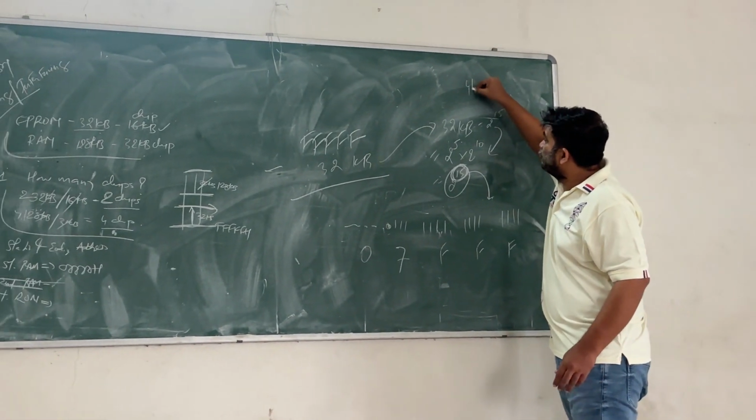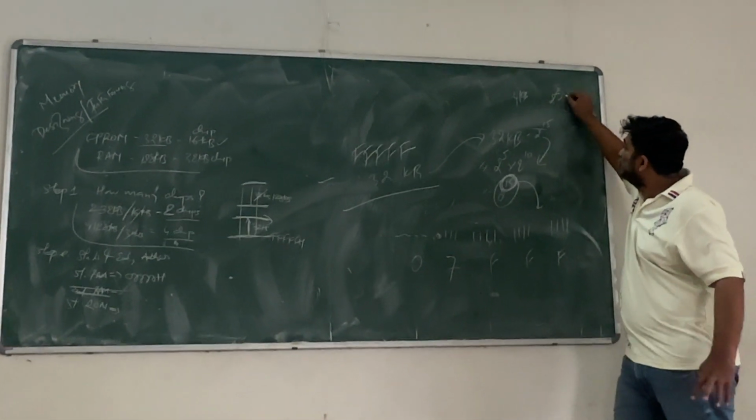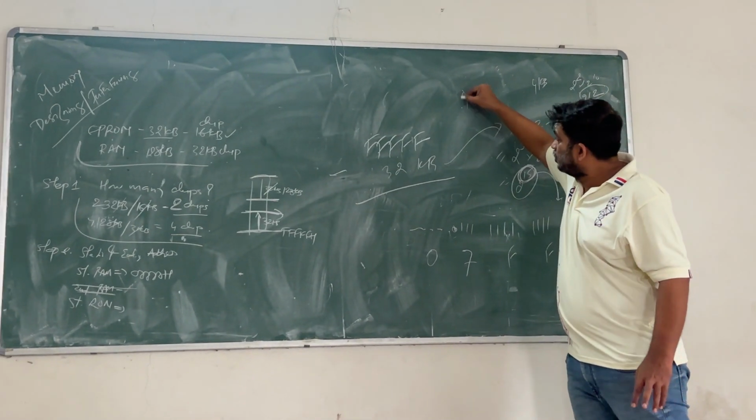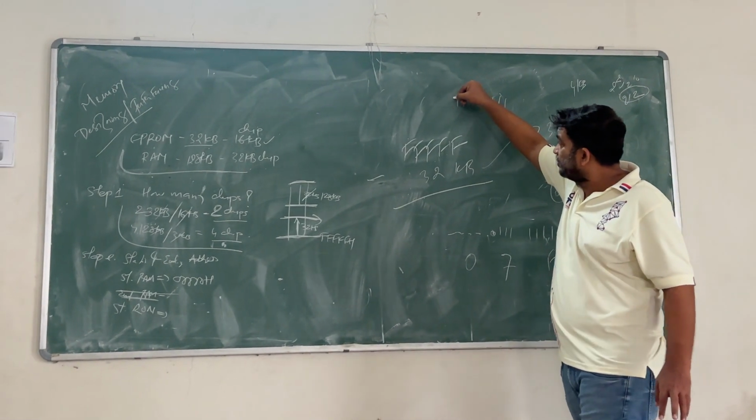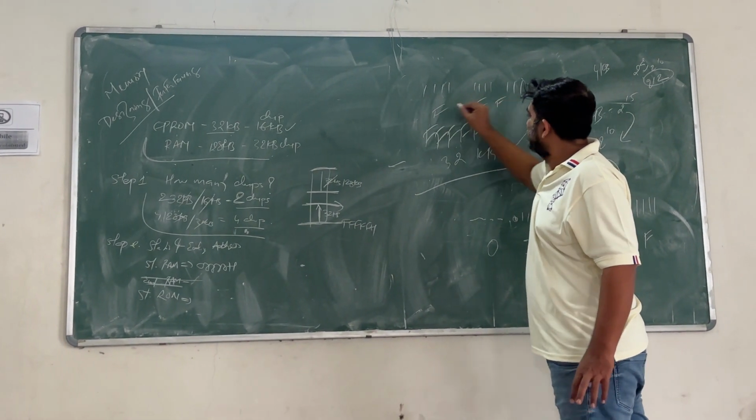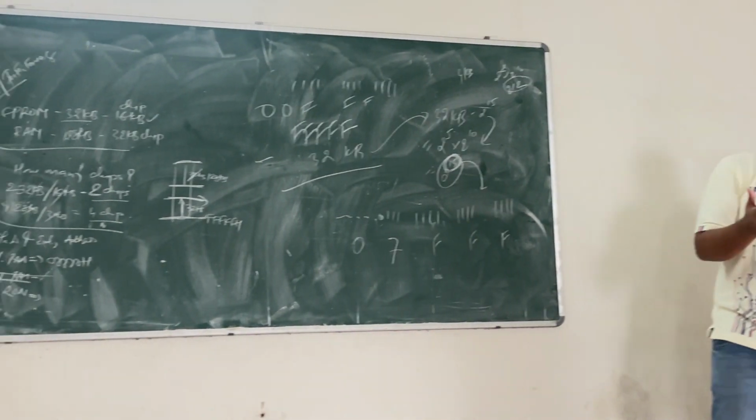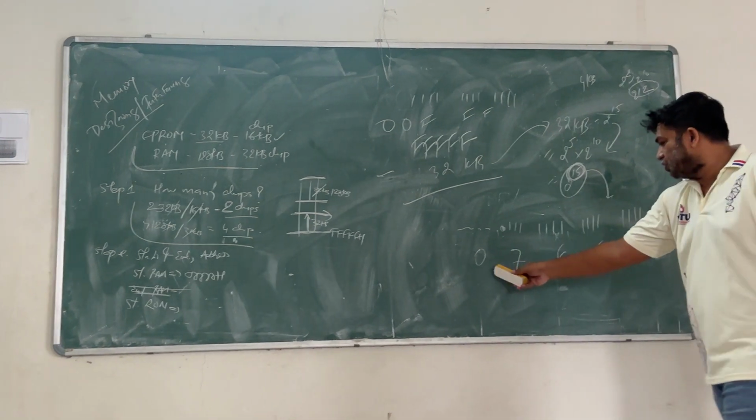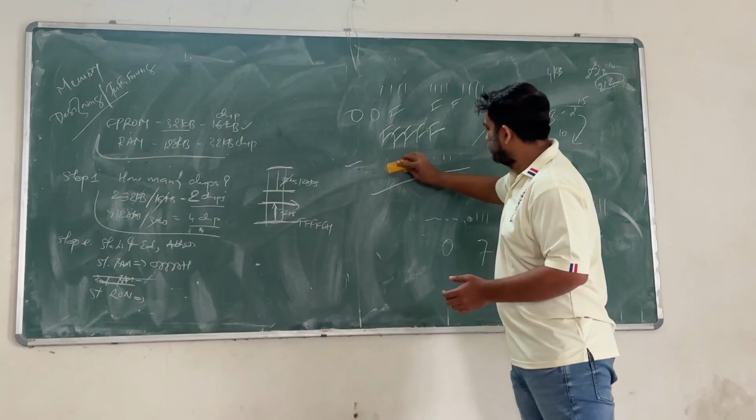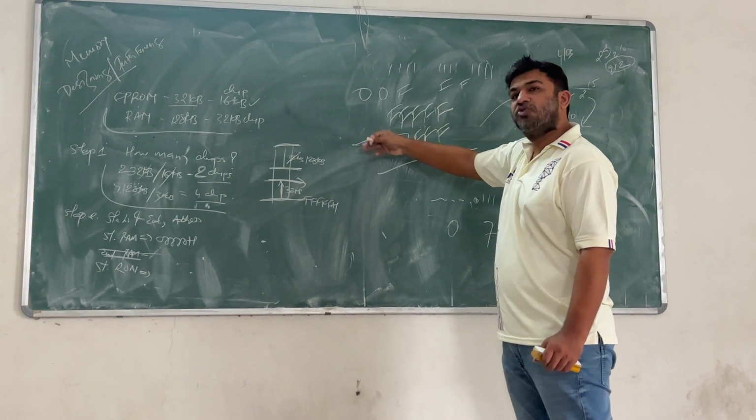Suppose I want 4 KB. 2 raised to 2 times 2 raised to 10 is 2 raised to 12. Total 12 lines: 1, 2, 3, up to 12. That gives F, 0, 0. This is how you can get the number. So my number is 0, 7, F, F, F. This represents 32 KB, which I will replace over here. Now you can do subtraction.